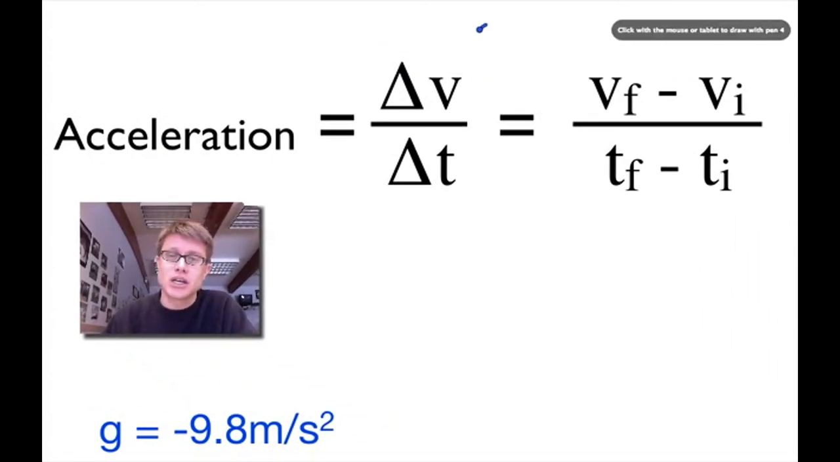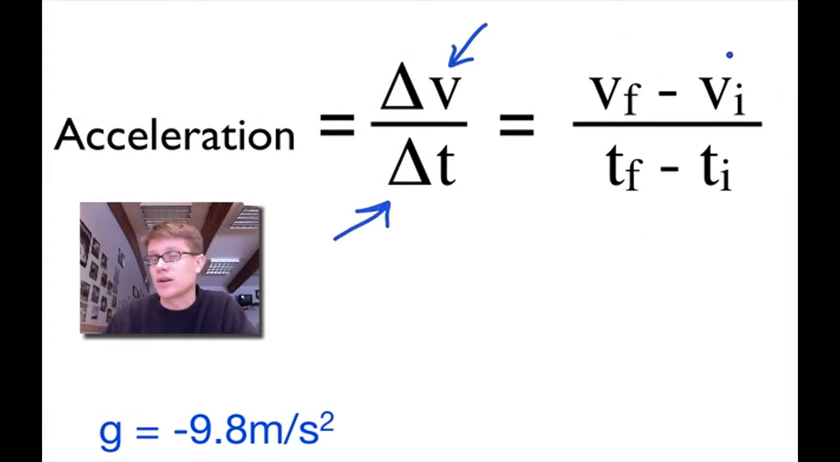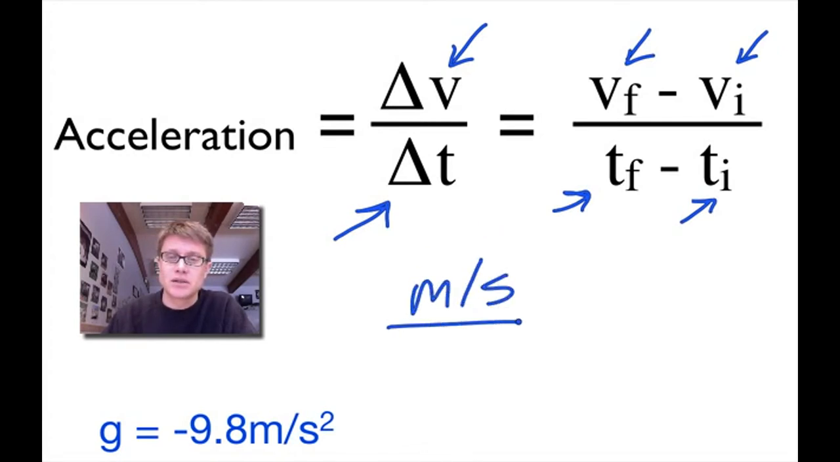Acceleration is the change in velocity over the change in time. And if you look, the equation is very similar. We take the final velocity minus the initial, and then divide that by the final time minus the initial time. Now the units are a little bit weird if you think about it. We're taking meters per second, which is what the velocity is measured in, and we're dividing it by a second. And so lots of times we'll just write that as meters per second squared.